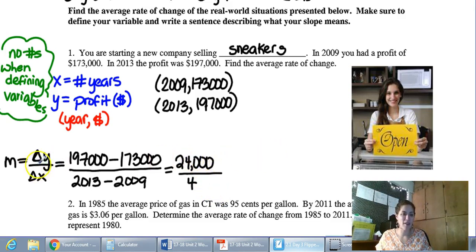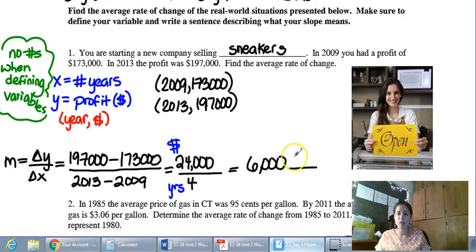When I look at my Y values, that's money. So right now I know $24,000 per 4 years, but nobody's really interested in 4 years. People want to know per 1 year. So that's where what we wrote at the bottom of the warm-up is helpful to us. We can divide. So let's do 24,000 divided by 4. And that gets us 6,000.